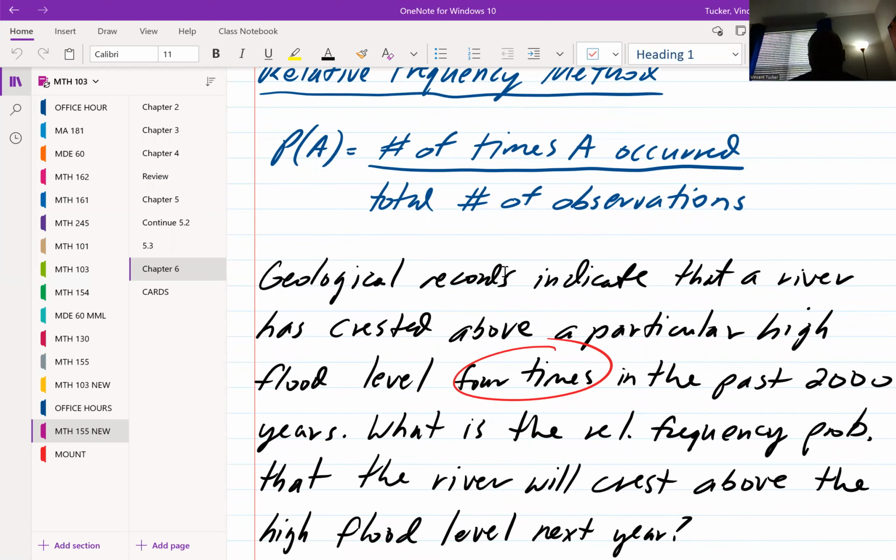So we have geological records that indicate that a river has crested above a particular high flood level 4 times in the past 2,000 years. What is the relative frequency probability that the river will crest above the high flood level next year? I'll give you a chance to write that down.